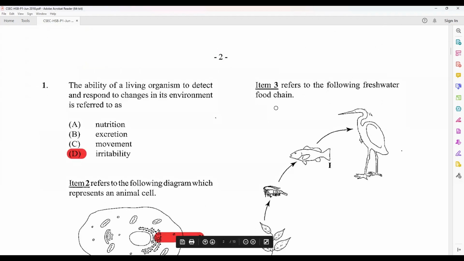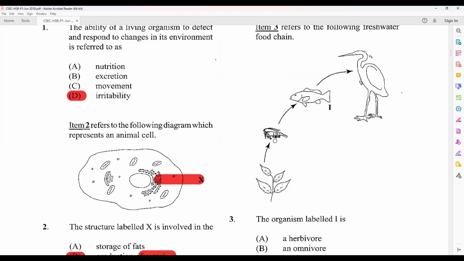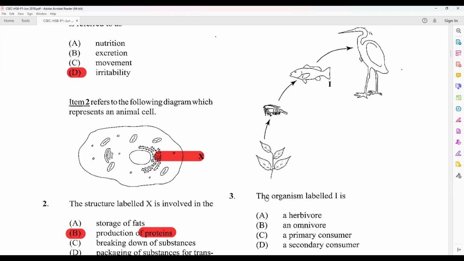Question 3. Of a freshwater food chain, you see a plant, some kind of shrimp-like organism, fish, and what could be an egret. It is some kind of bird. I'm suggesting it's an egret. It doesn't have to be. So let's go on to the question.